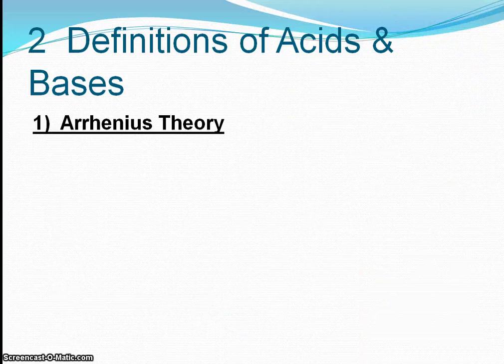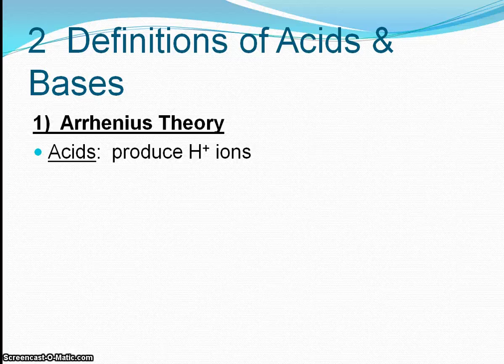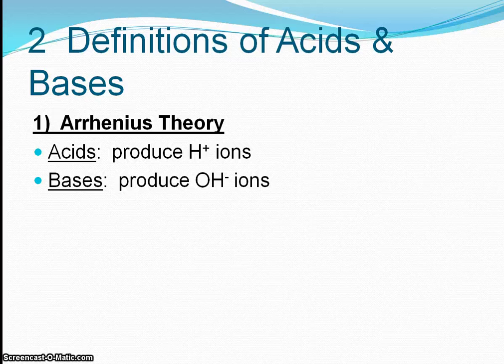There's 2 definitions of acids and bases. We're just going to do one for this lesson. It's called the Arrhenius theory. So the Arrhenius theory says that acids will always produce H+ ions, and bases will produce the OH- ions. Those are 2 definitions that you need to know. Acids produce the H+, bases produce the OH-. Those 2 are going to come together to make water.